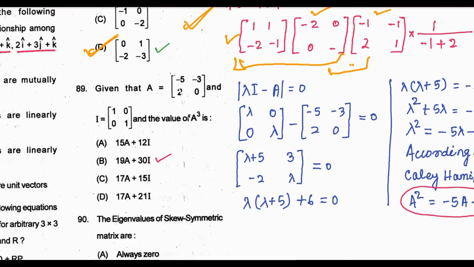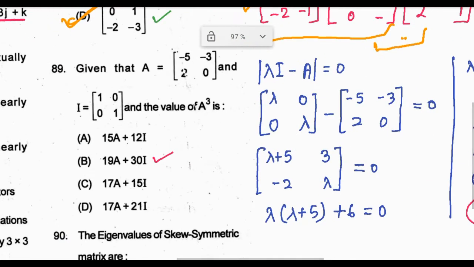Again, given that matrix A is equal to minus 5 minus 3 2 0, and I is equal to 1 0 0 1, and the value of AQ is, so this is a very interesting question. You will find out this one by the Cayley-Hamilton theorem. This is what the theorem tells: every square matrix obeys its own characteristic equation.